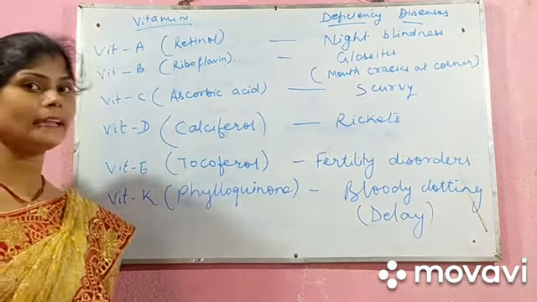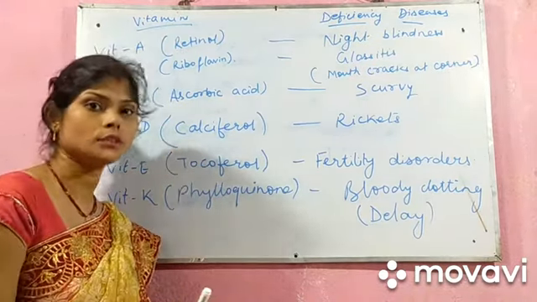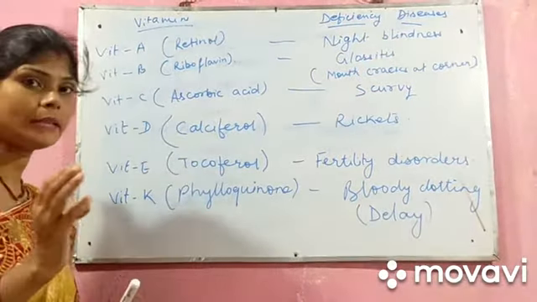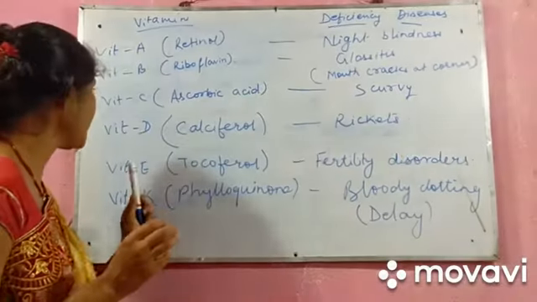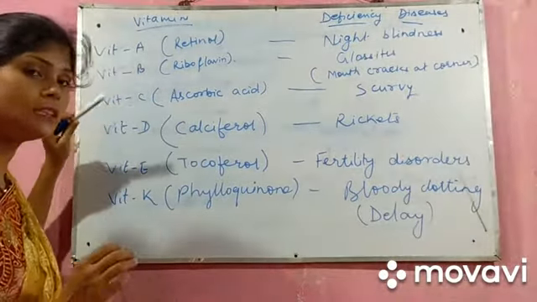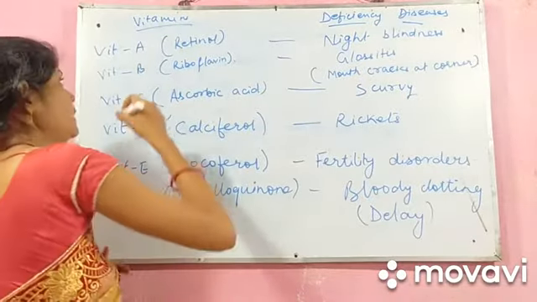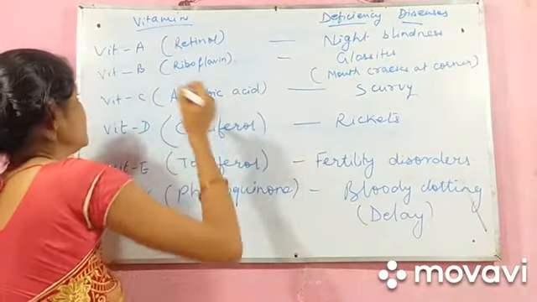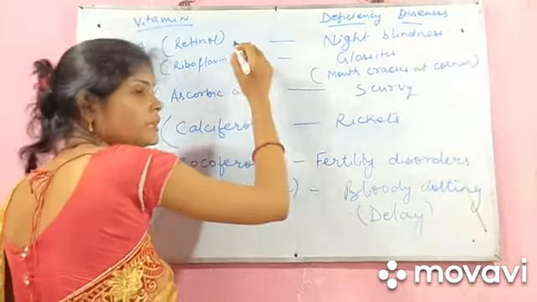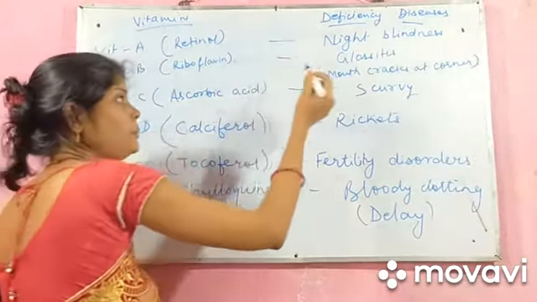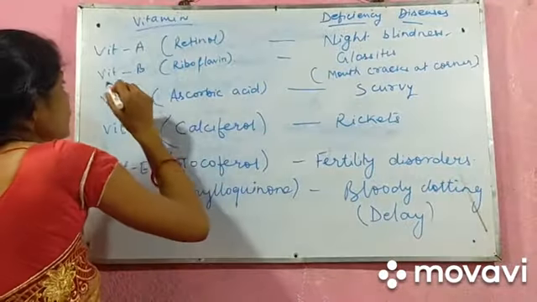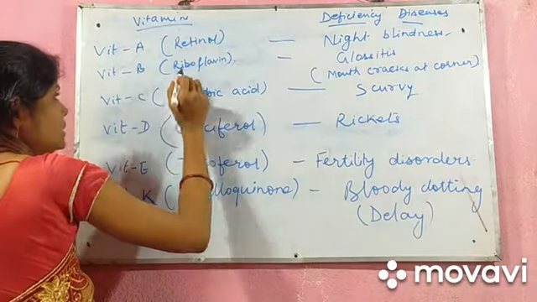As students, I said that vitamins are of two types: water soluble vitamins and fat soluble vitamins. In fat soluble, vitamin A, vitamin D, vitamin K and vitamin E come. But in water soluble, there are only vitamin B and C. All the vitamins have chemical names. Vitamin A is known as retinol. Due to the deficiency of vitamin A in our diet, we suffer from a disease known as night blindness. Vitamin B is known as riboflavin.